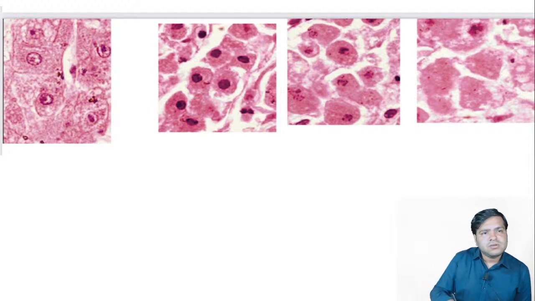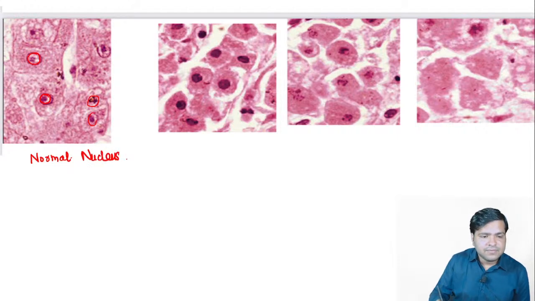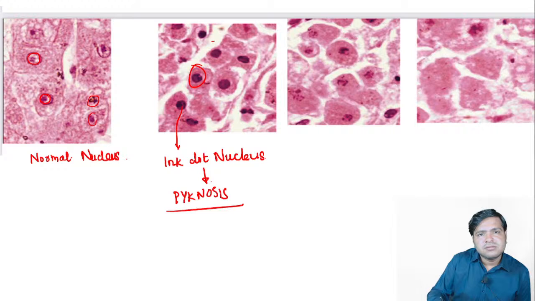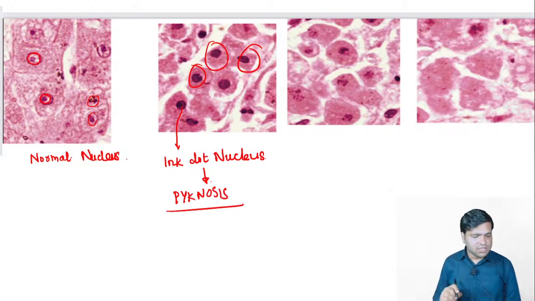So over here you can see a normal nucleus in the very first image. Then in the next image, you can see the ink dot nucleus, that is pycnosis. You can see the ink dot nucleus very well in the image.